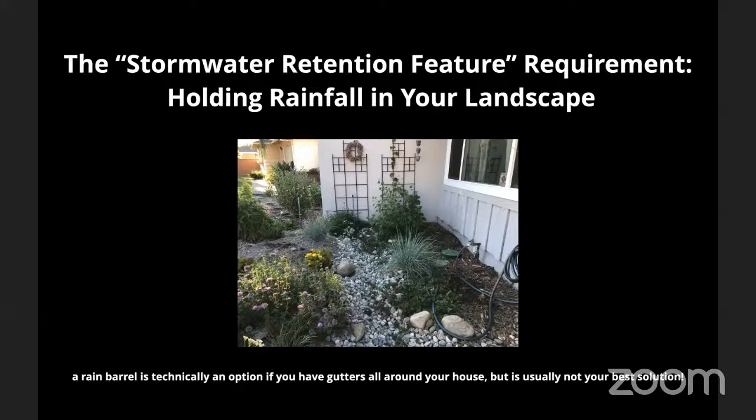For the rebate program, a rain barrel is technically an option if you have gutters all the way around your house, but it's normally not your best solution. If you're passionate about rain barrels and you really want to go for it, then by all means, do it. But what most people find out when they put in a rain barrel, the average rain barrel holds 55, 60 gallons of water. Even if you put in a couple of them and you have 100 gallons of water storage capacity, if you have a 1-inch rain event falling on 1,000 square feet of roof surface area, that will generate approximately 620 gallons of water. So your rain barrel is going to fill up in a snap.